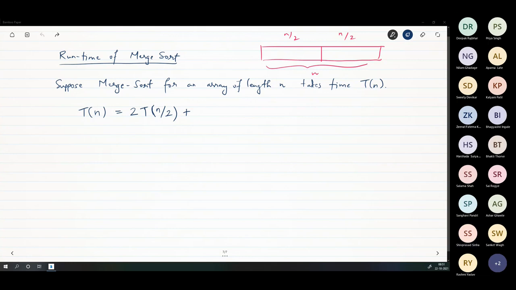I am simply asking how much time it will take to combine two lists of size n by 2 to get a sorted list of size n. Even just now, we took two sorted lists of length 4 to get a sorted list of length 8. How much time did it take? How many comparisons did we do?